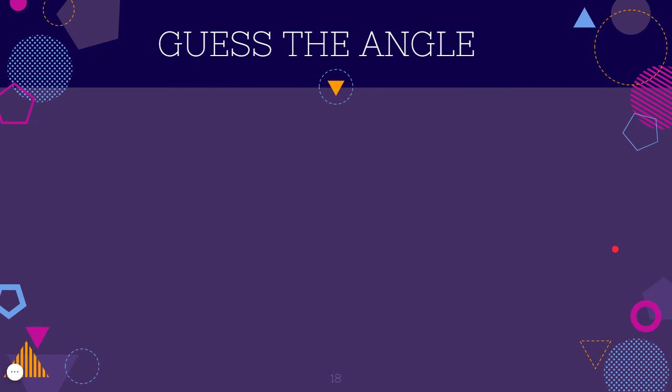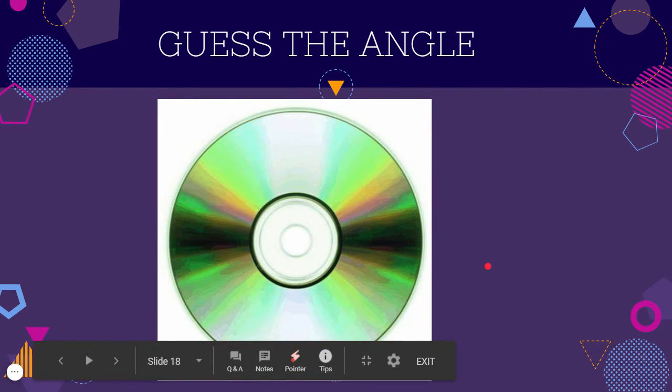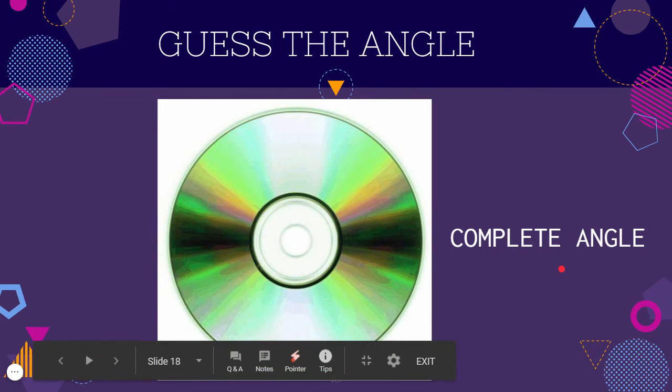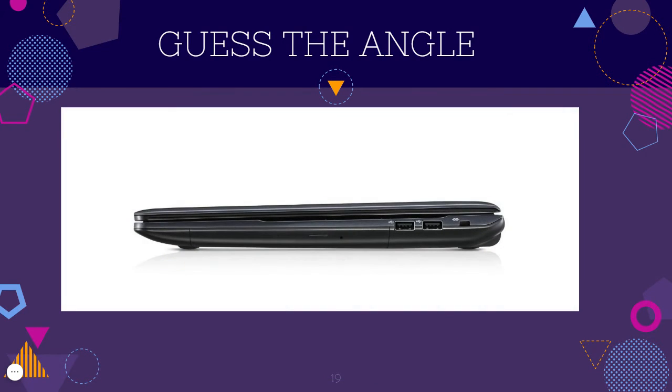Now let us try to guess these angles. You can see a picture on the screen. You can see the CD, and as we can guess it, it's going to be a complete angle. The complete angle is 360 degrees. The next one, as you can see, the laptop has come back and this time it is closed. Since it is closed, it's right at 0 level. That's why it's going to be a 0 angle.